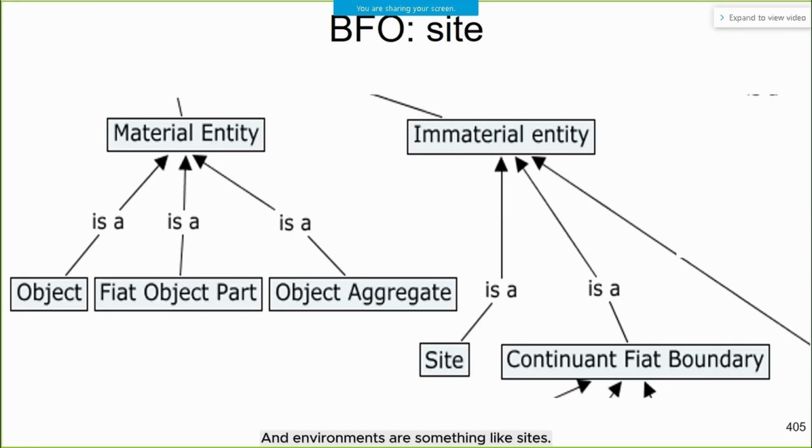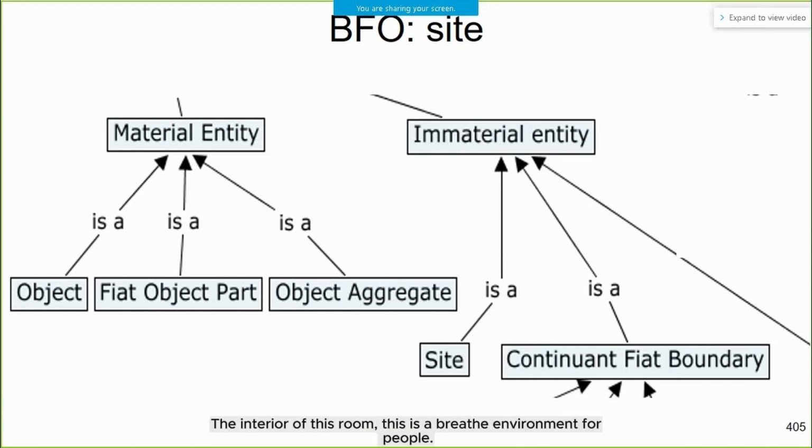And environments are something like sites. A site is a place. This room is a site. The interior of this room is a breathed environment for people. We can breathe. We can even eat in this room, although there isn't very much food left. We can certainly drink. So this room is an environment.